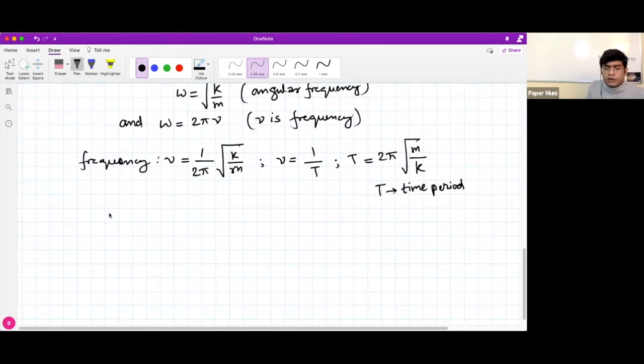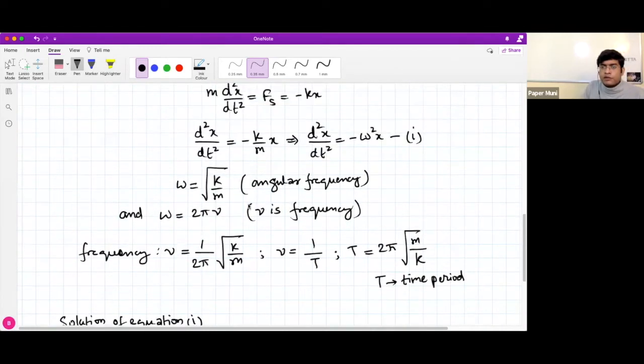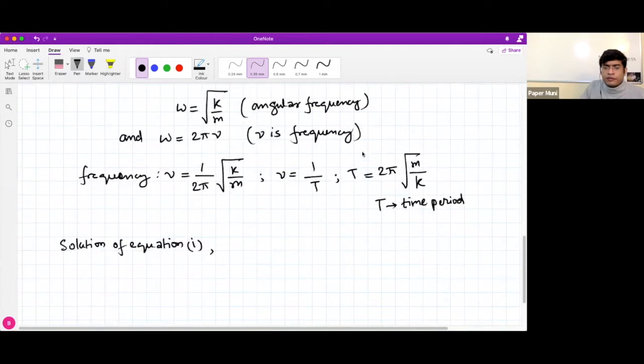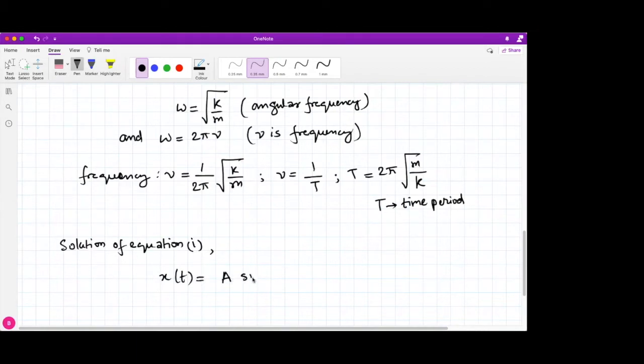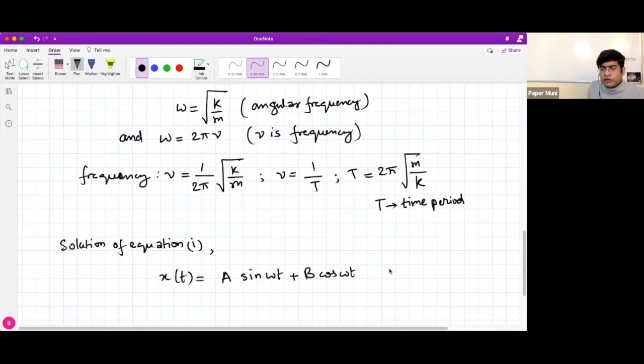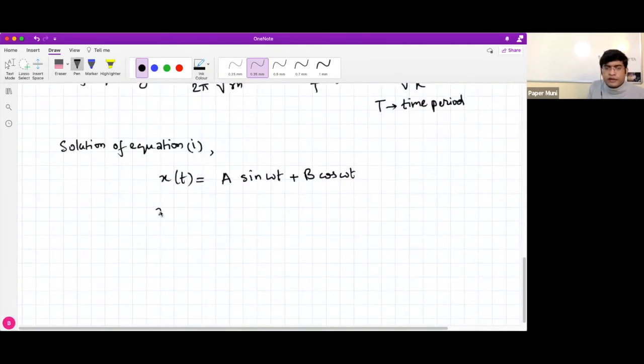Now, let's look at the solution of equation one. Let's not derive this differential equation. We already know the solution. The solution will look like this: x as a function of t is equal to a sine omega t plus b cos omega t. This can also be written as x(t) equal to A sine (omega t plus phi).